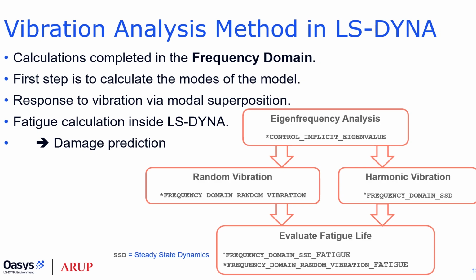The modal superposition calculates the stress in each element at different frequencies. If we know how long the structure spends vibrating at different frequencies, we can calculate its fatigue life based on these stresses. The exact method differs depending on whether the loading is harmonic or random, which we'll cover in the following slides.